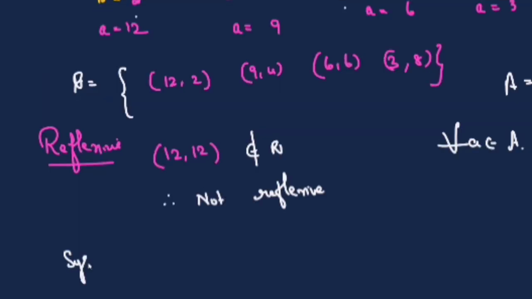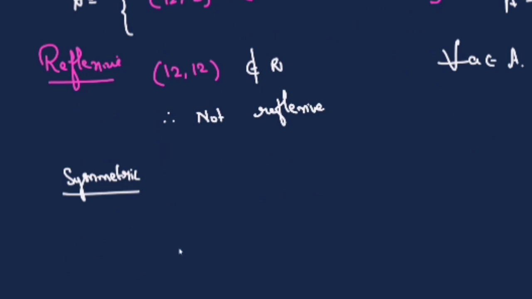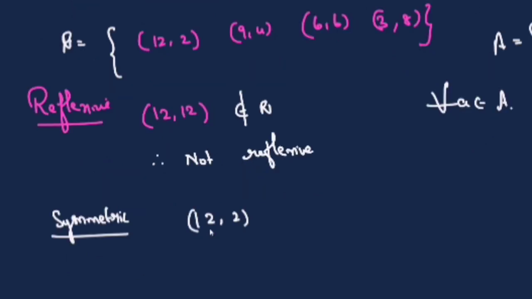Is it symmetric? Why? Give one example. When you say no, give one example. Now, when I take (12, 2), (12, 2) belongs to R. Is (2, 12), the reverse pair, there? (2, 12), is it there in R? No, isn't it? One example you give, it is enough. So it is not symmetric.